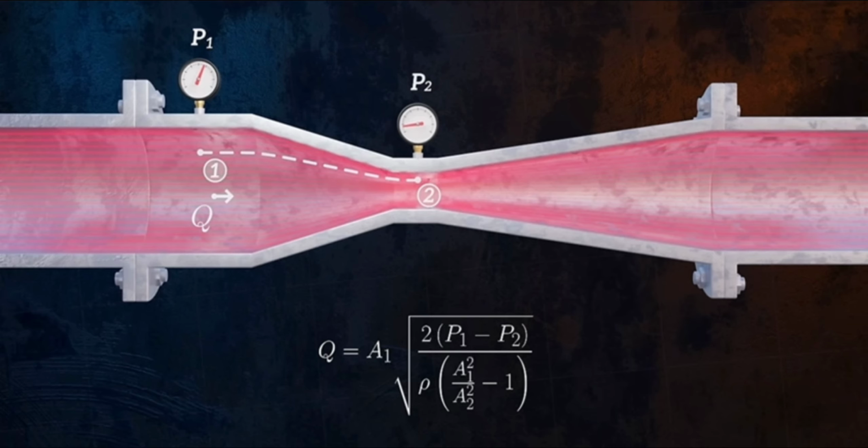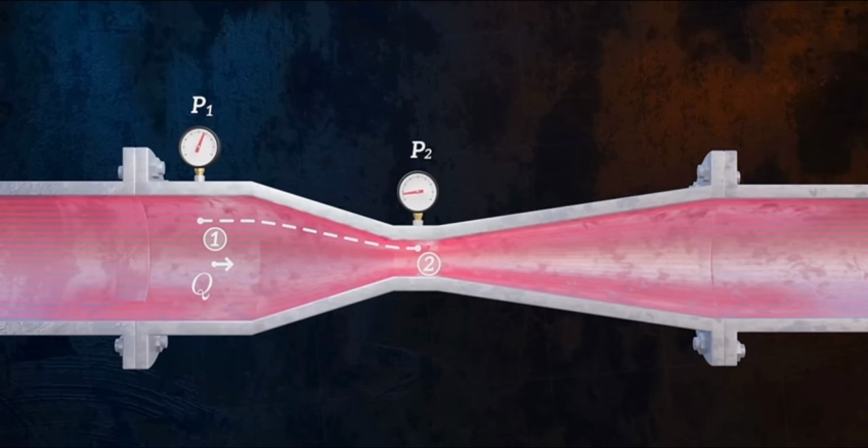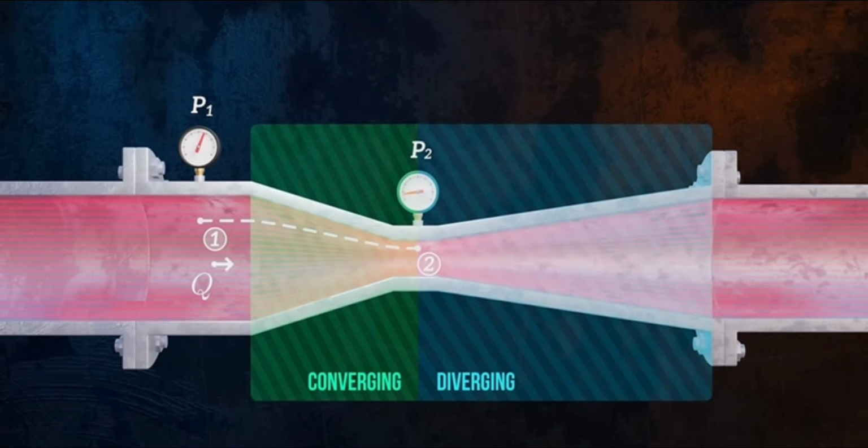The venturi meter has no moving parts and is a very simple and reliable way of measuring the flow rate through a pipe. The diverging section is longer than the converging section to reduce the likelihood of flow separation and keep energy losses low.